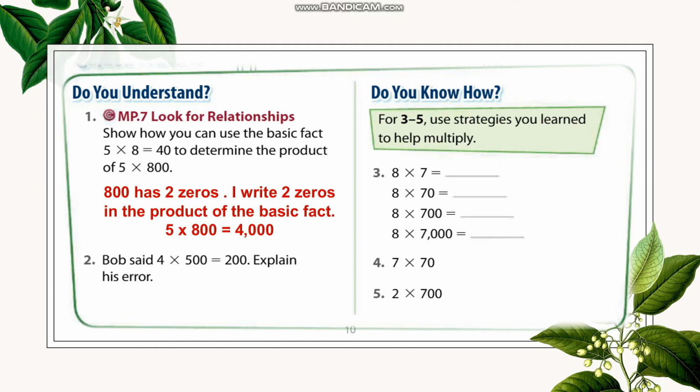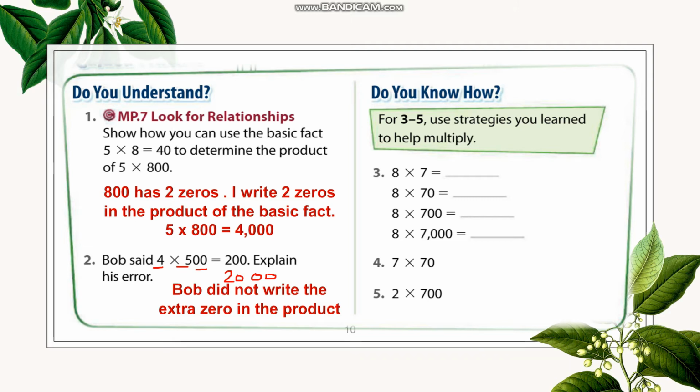Bob said 4 multiplied by 500 equals 200. Explain his error. Bob didn't write the extra zeros in the product. 4 multiplied by 5 is 20. Then how many zeros do we have? 2. So the answer must be 2000, not 200.